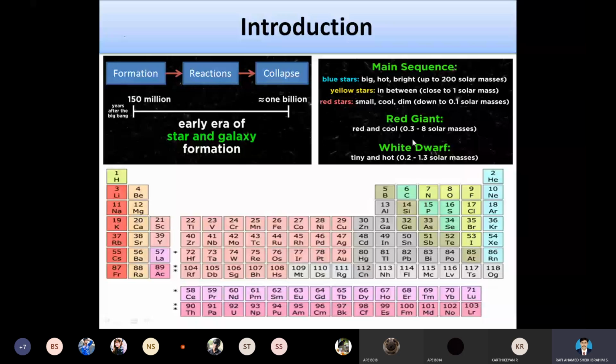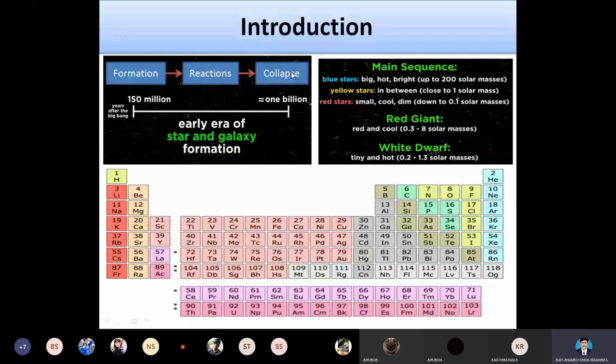So this is the main sequence, one stage, then it comes to the second stage, and finally to the third stage. From this slide, we are studying the formation, then the reaction, and then the collapse. The formation is the main sequence, the reaction is the intermediate, and the collapse is the final one.